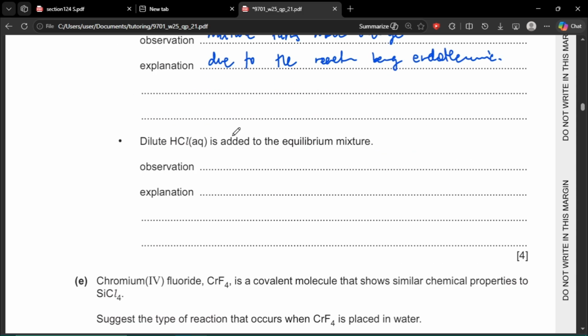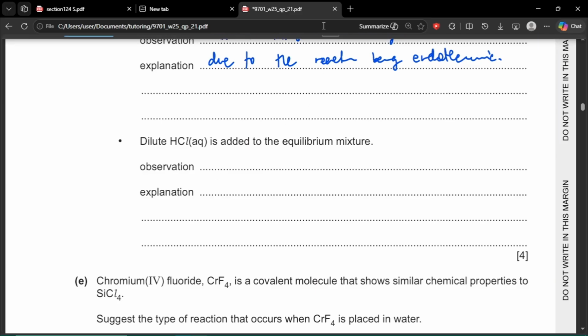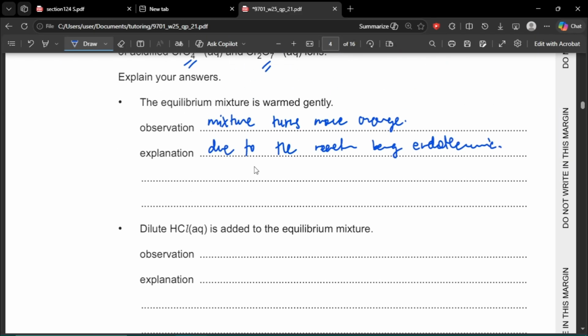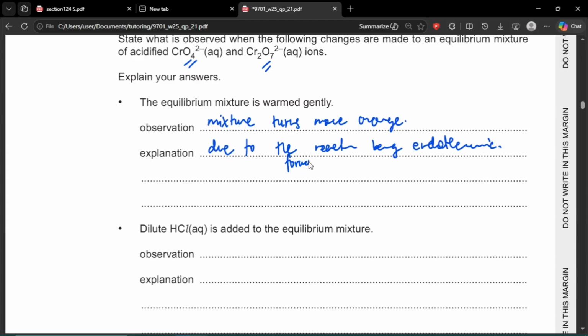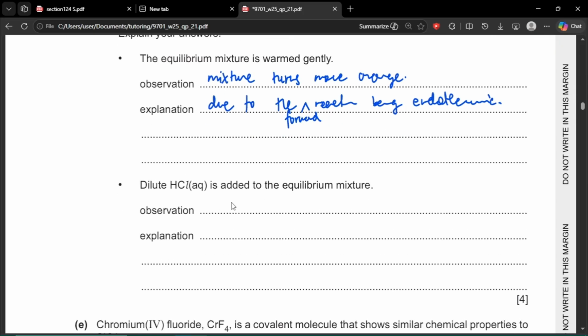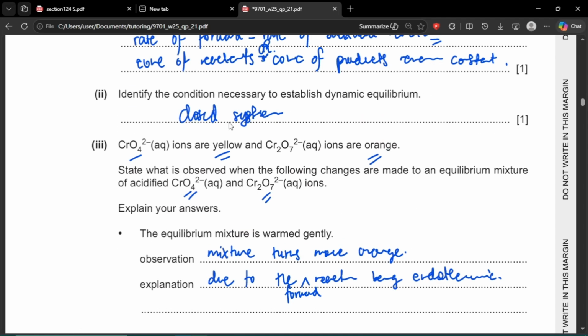Now the second point, let's move on. Actually, to be fair, I think it's better to mention forward here. I think forward makes it way clear. It gives the examiner zero excuse to deduct any marks from you. Anyways, next: dilute HCl is added to the equilibrium mixture. Observation and explanation.